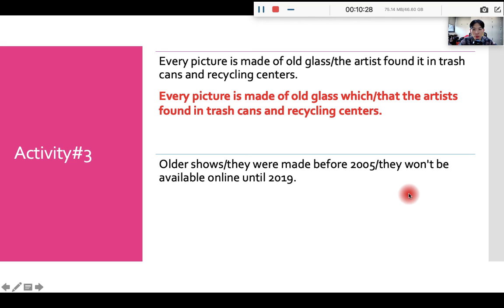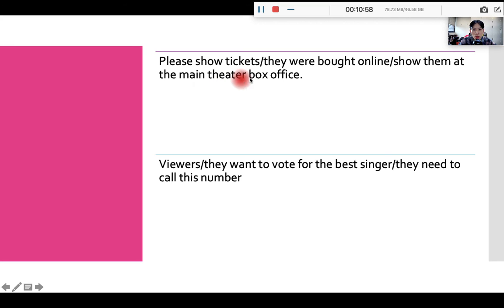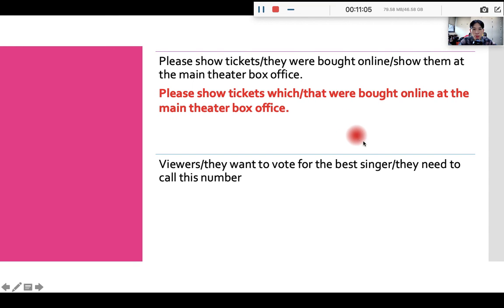Older shows, they were made before 2005. They won't be available online until 2019. So older shows which or that were made before 2005 won't be available online until 2019. So which and that here refer to older shows. So if we put them back into the relative clause, it takes the place of a subject, so it cannot be omitted. Please show tickets. They were bought online. Show them at the main theater box office. So if we put them together, it should be please show tickets which or that were bought online at the main theater box office. So which and that refer to tickets. So tickets were bought. It takes the place of a subject, so it cannot be omitted.